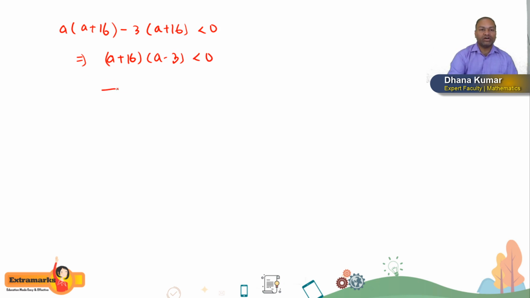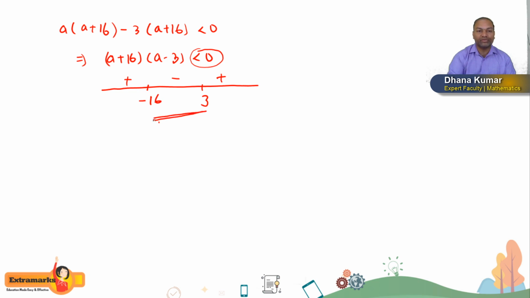Okay. Now the Wavy-Curve method. First set each bracket equal to 0. The a values are minus 16 and 3. The procedure is to plot those values on a number line in ascending order. So here minus 16, here 3. The sign starts positive, so plus, minus, plus. The conclusion: less than 0 means negative, so the negative area is minus 16 to 3.